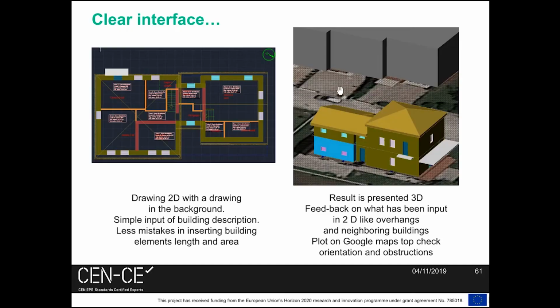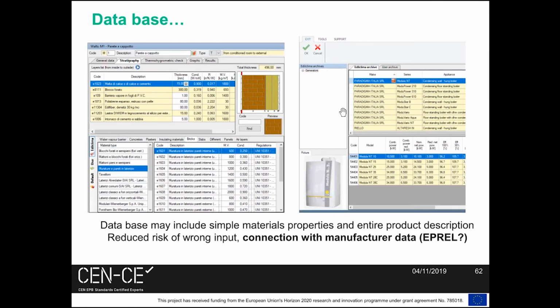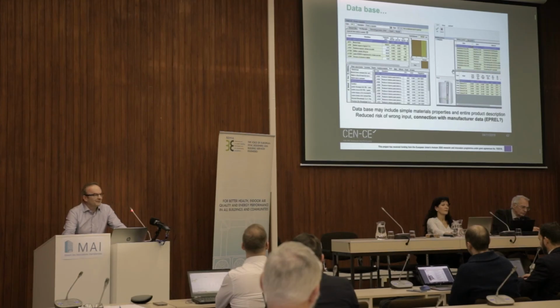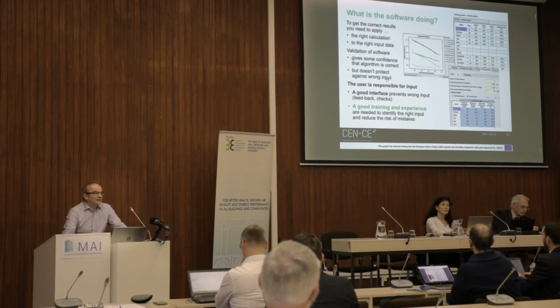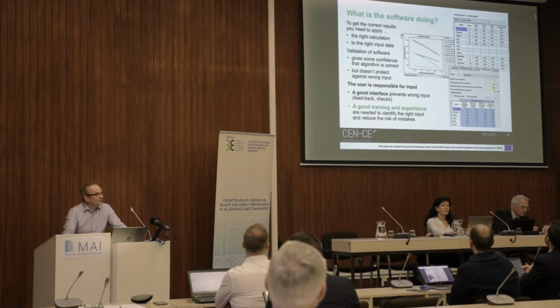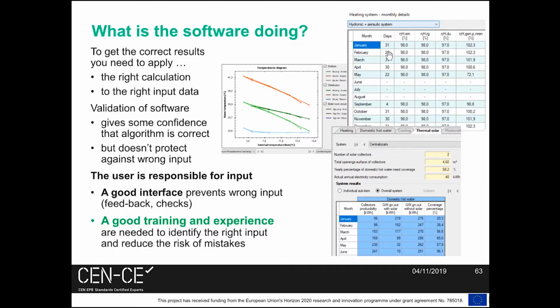So here your example is Google Maps, and so you can check orientation and neighboring buildings, all these kind of things. So it can be very practical. Databases, of course, database of materials, or just selecting your boiler in a list. That's, of course, helpful. Or giving you not only the last figure, but a whole bunch of information like temperatures, like what's going on month by month, where are the losses, and for example the solar system, which is the part covered month by month as well.